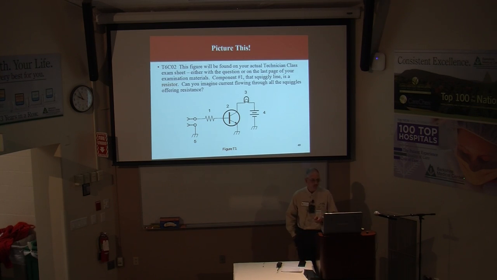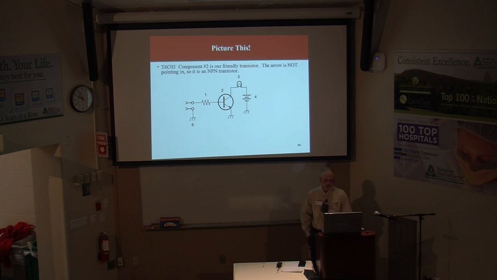Here we go, a bunch of squigglies, antennas, and forks. This figure will be found on your actual Technician class exam sheet, either with the question or with the last page of your examination materials. Component number 1, that squiggly line, is a resistor. Can you imagine current flowing through all the squigglies offering resistance? Component 2 is our friendly transistor. The arrow is not pointing in, so it is an NPN transistor. I think Dave showed a good diagram of an NPN earlier. This one controls the flow of current, much like a valve.